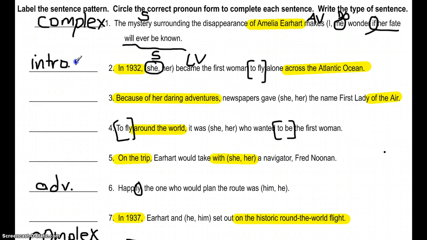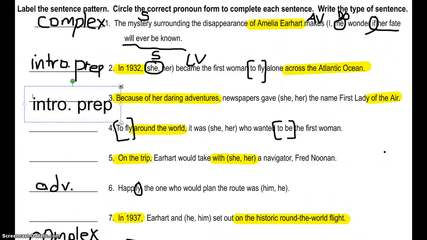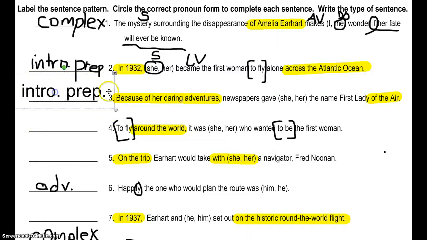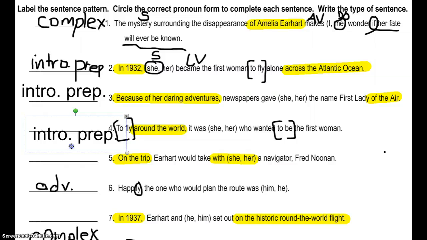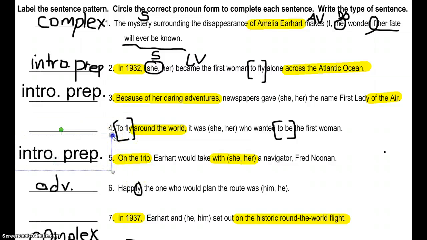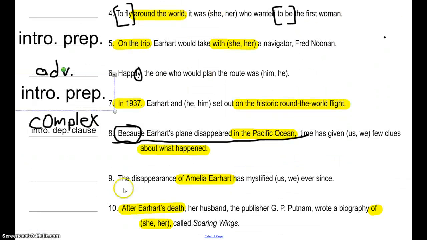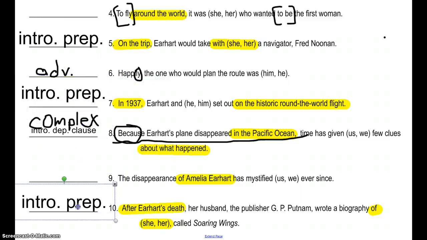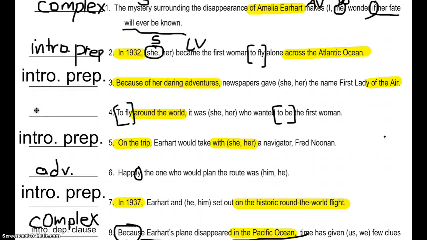And actually, I think I'm going to go through and do all of this now, since I'm not really good at writing with this pen. I can tell that this is an intro prep phrase because I already highlighted it. I can tell that this is an intro prep phrase, on the trip. I already highlighted in 1937, so I know that's an intro prep phrase. And way down here at number 10, I see another one. And then I can tell this one was an infinitive because I put to fly inside of brackets.